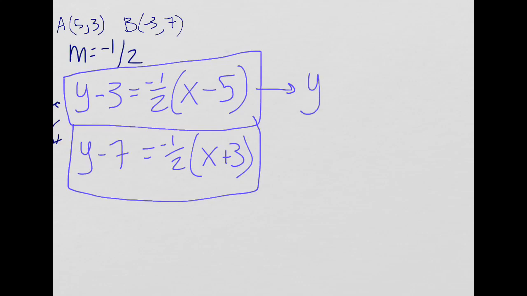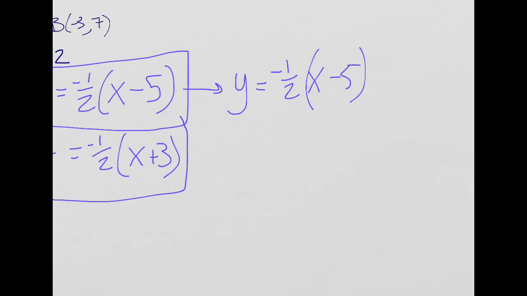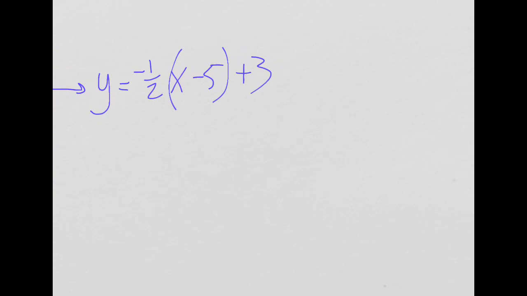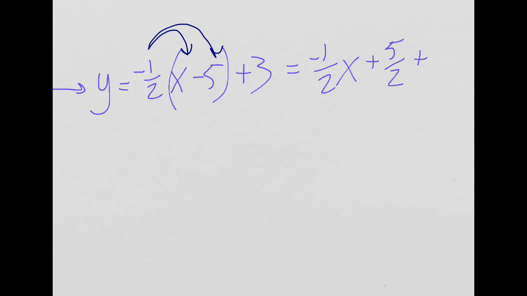So I'm going to add 3 on both sides to get y by itself. So we'll get negative 1/2 times x minus 5. I'll leave that alone for now, plus 3. And now I need to distribute in and simplify a little more. So that's going to equal negative 1/2 x. And distribute again is just saying multiply each of those. So negative 1/2 x and then negative 1/2 times negative 5 is going to give me a positive 5/2. And then I have plus 3.